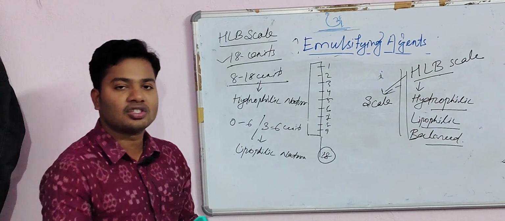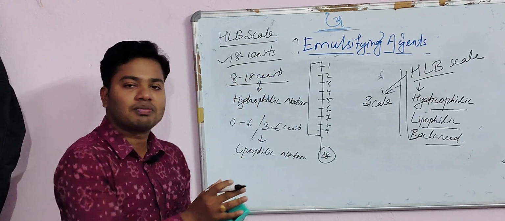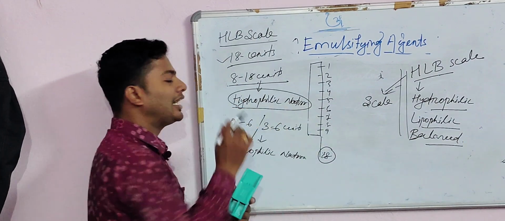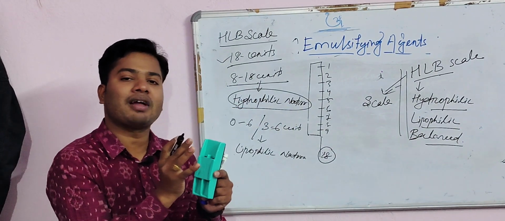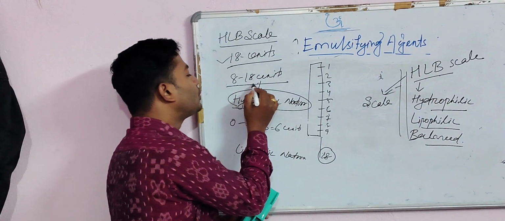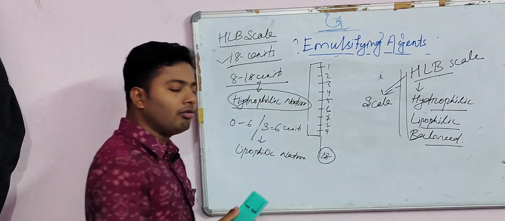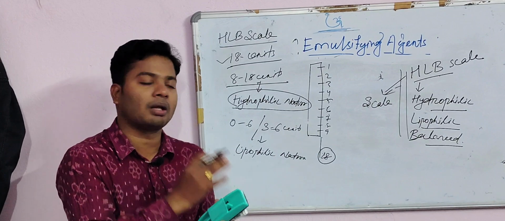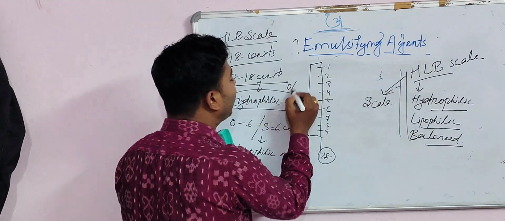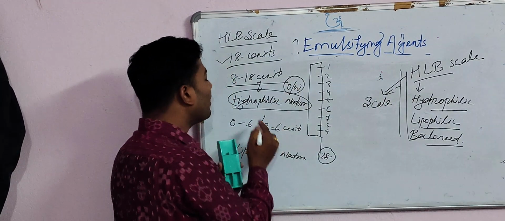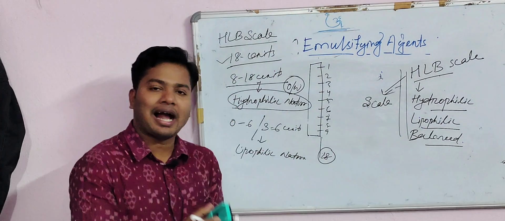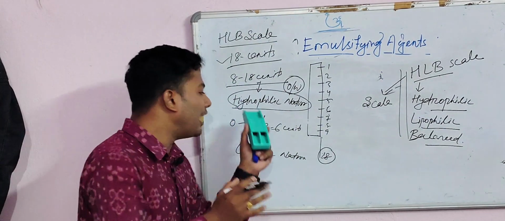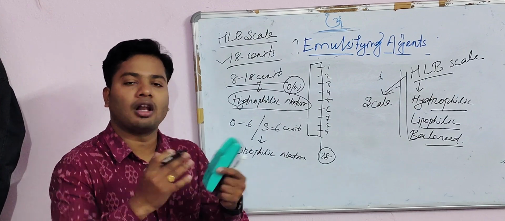those emulsifying agents under 8 to 18 units are definitely of a hydrophilic nature. Those emulsifying agents having 8 to 18 units are the ones you have to choose for the preparation of O by W type of emulsion. Why? Now all of you know what hydrophilic means. Hydrophilic means the water soluble part, or the water loving part.